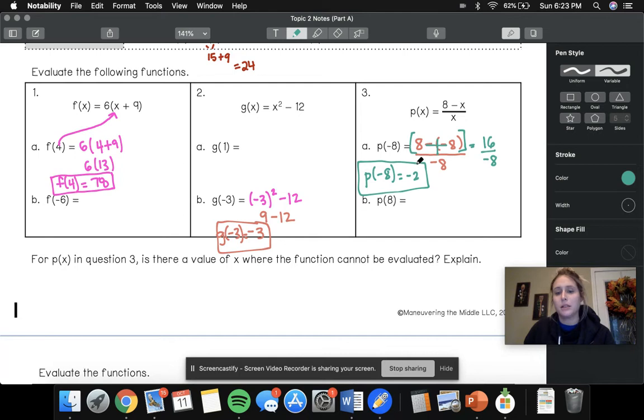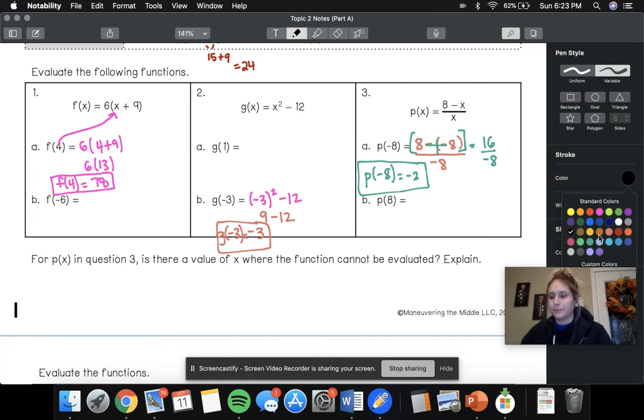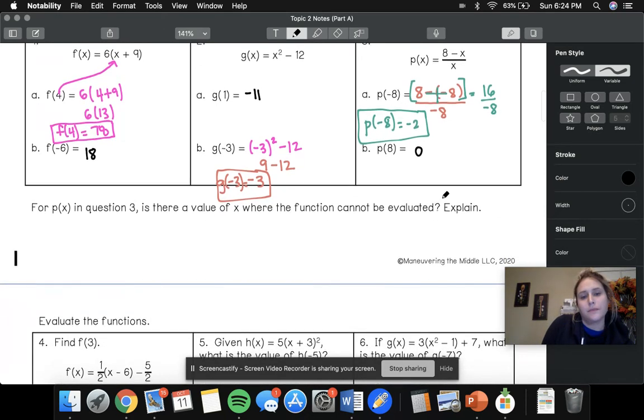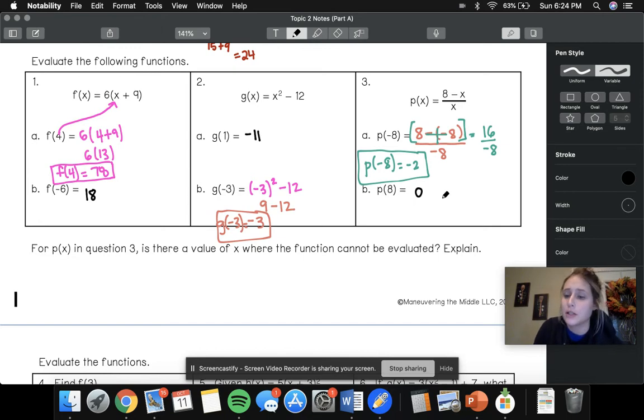I want you guys to go ahead and pause the video and try 1B, 2A, and 3B. When you're done, hit unpause. I hope you all tried that. When I put in -6 into the function f, I got 18. For number 2, when I put in 1 into g, I got -11. And for number 3, when I put in 8, I got 0. If we got something different, we can talk about it tomorrow in class.